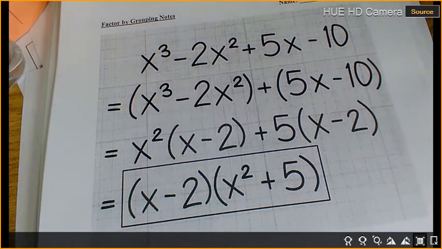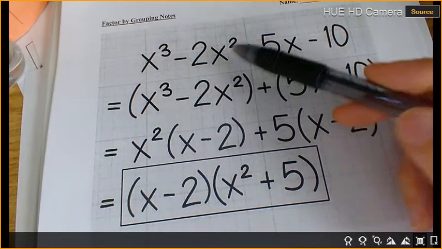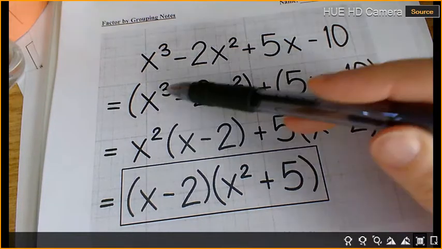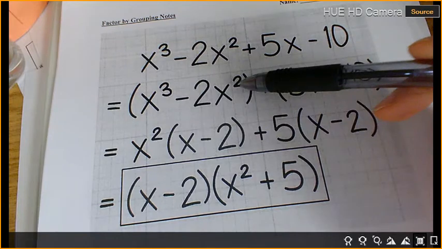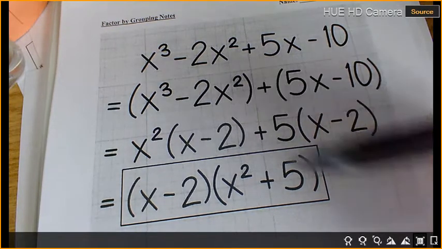We are going to do factoring by grouping. This is a large example of factoring by grouping. First we're going to take the first two and pull out what they have in common. So x to the third minus 2x squared, we can pull out an x squared.